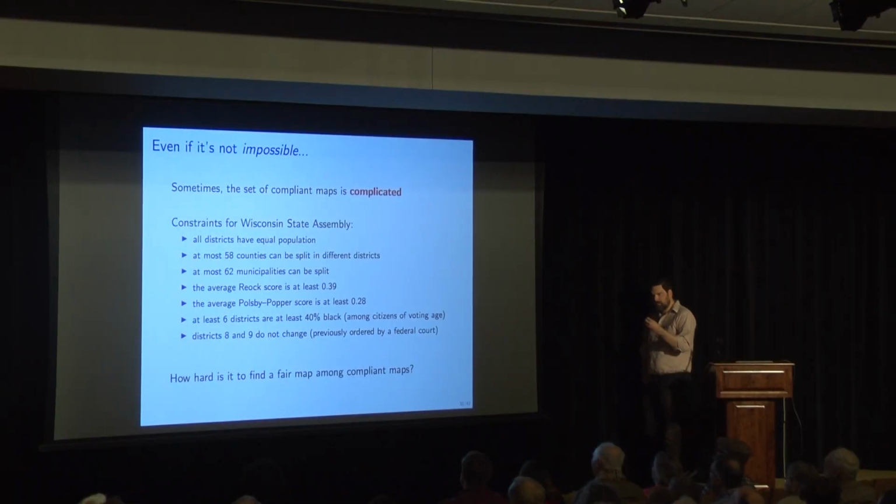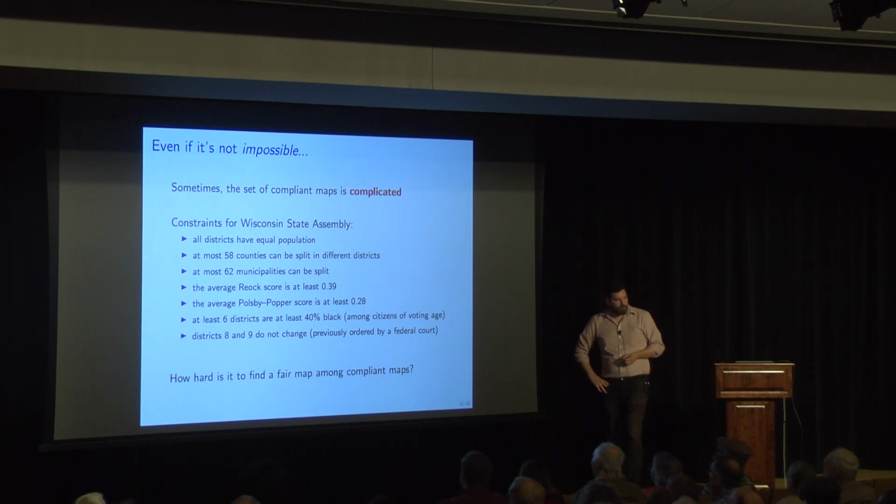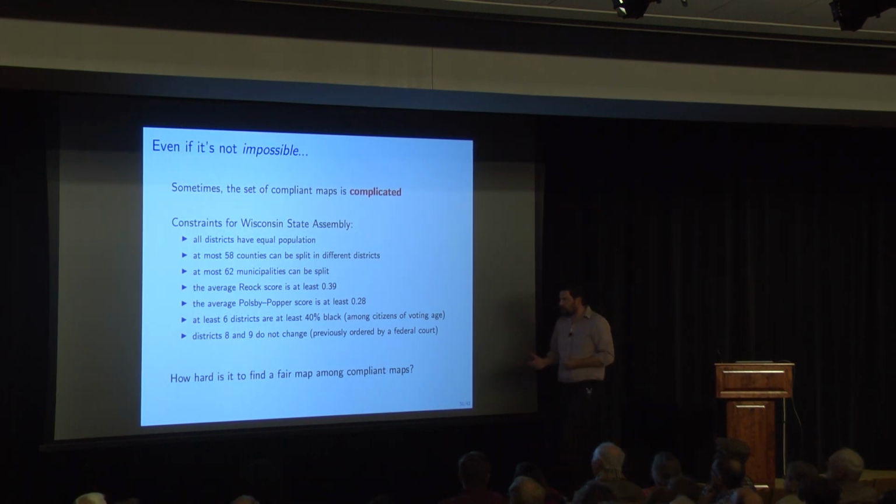Sometimes it's not impossible. Maybe most of the time it's not impossible. Sometimes, even if it's not impossible, it's extremely hard to find a fair map amongst all of the compliant maps. So just to give you a sense of how complicated the set of compliant maps can be, these are the rules that the Wisconsin State Assembly has to satisfy when they do redistricting.